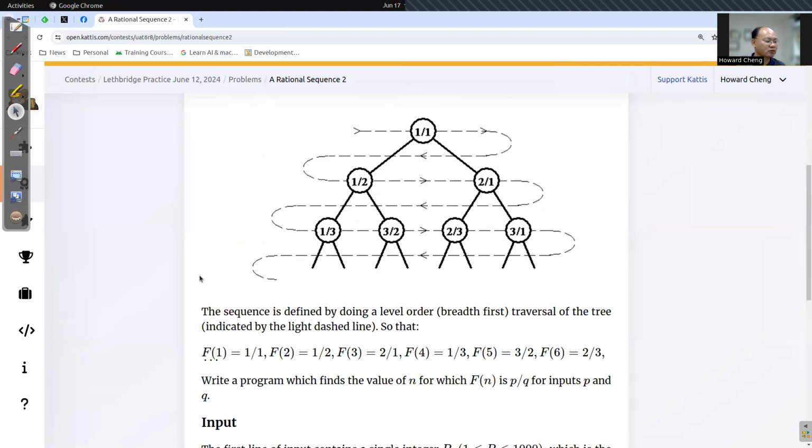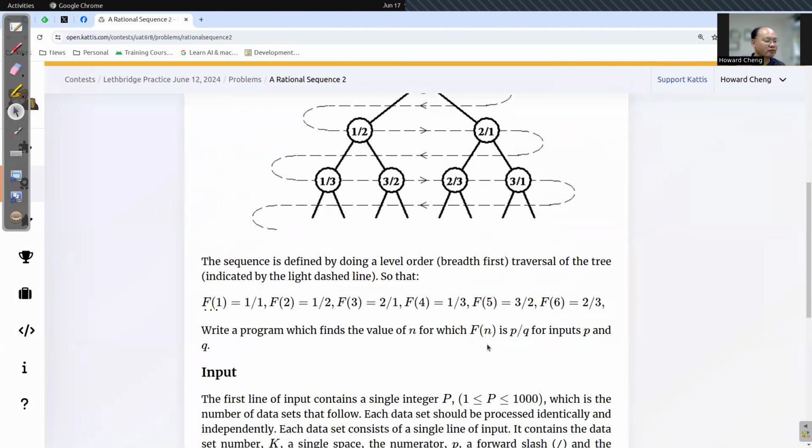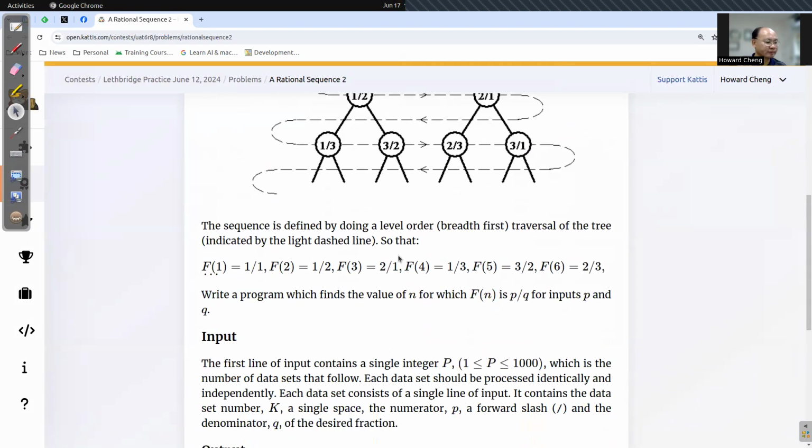So write a program which finds a value of n for which f of n is p over q for inputs p and q. So basically, you are going to be given p and q somewhere in this tree. You have to figure out what numbering it is, how many levels there are, and all that stuff.